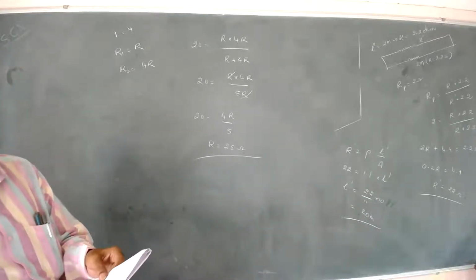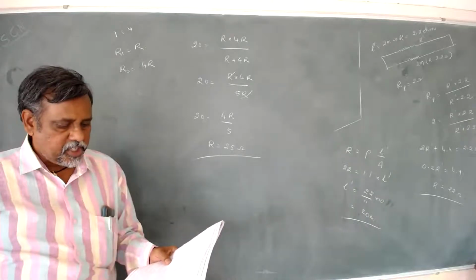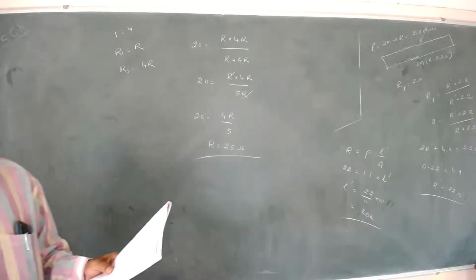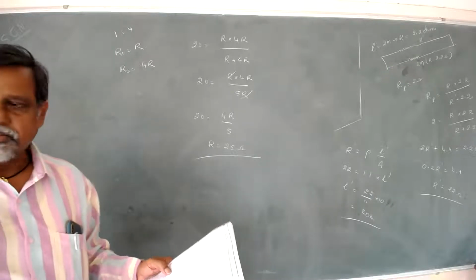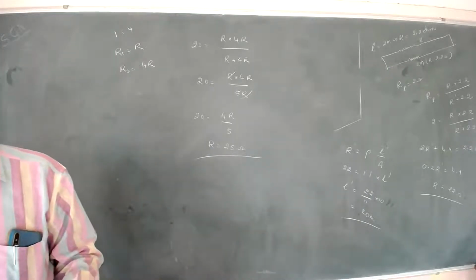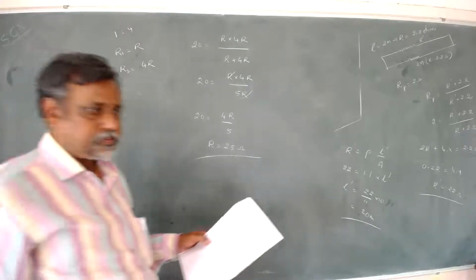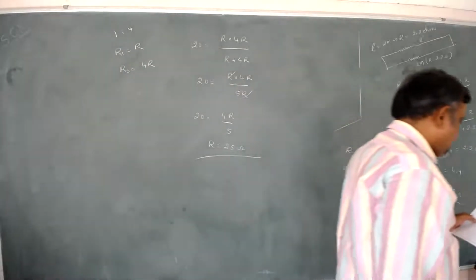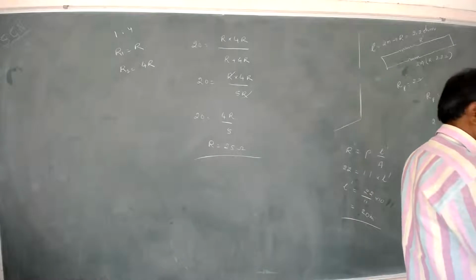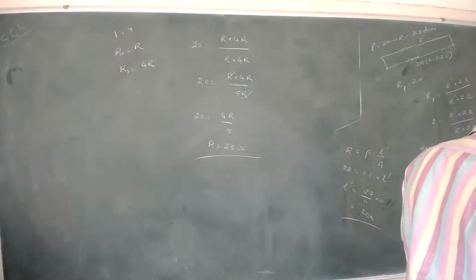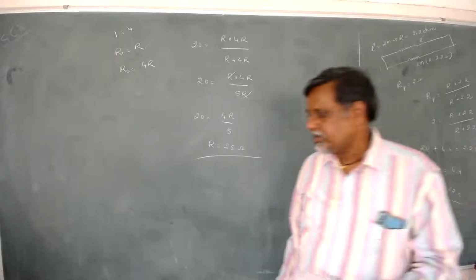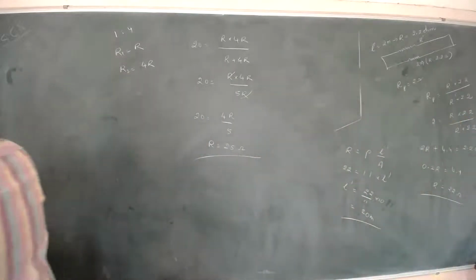A set of N identical resistors, each of resistance R ohm, when connected in series have an effective resistance X ohm. And when the resistors are connected in parallel, their effective resistance is Y. Find the relation between R, X, and Y.